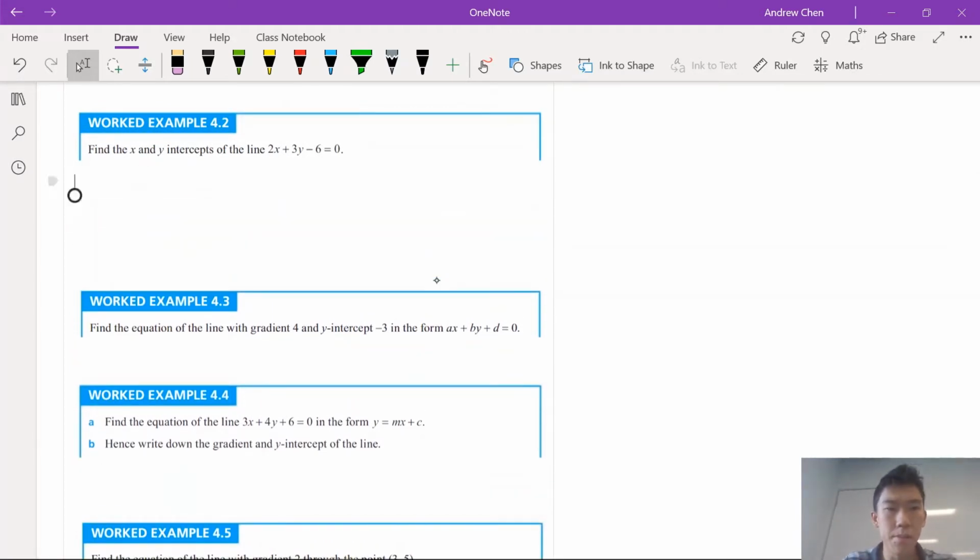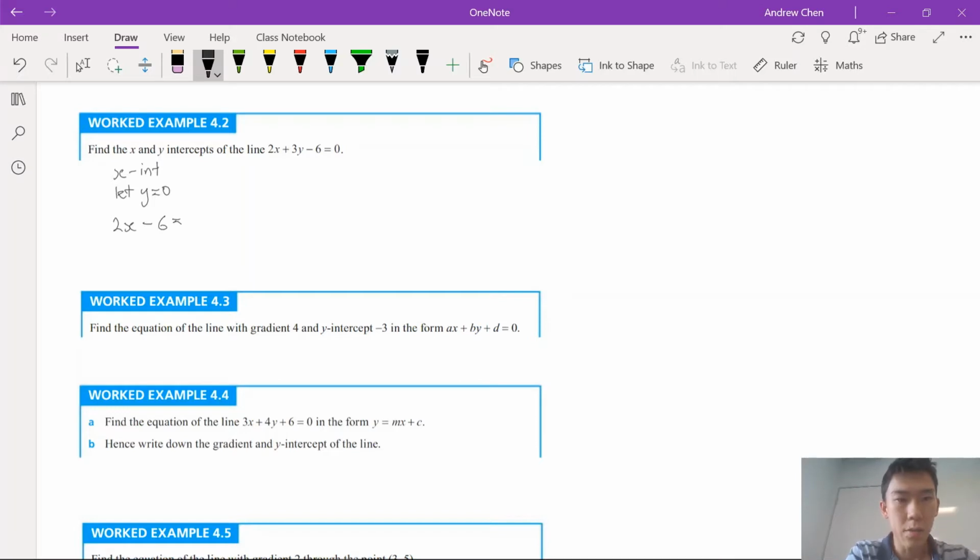Okay, let's do 4.2. And if you need to find a specific example, just skip ahead in the video. Find the x and y intercepts of the line 2x plus 3y take 6 equals 0. Okay, so the x-intercept occurs when y equals 0. So 2x take 6 equals 0 if we let y equal 0. 2x equals 6, x equals 3.